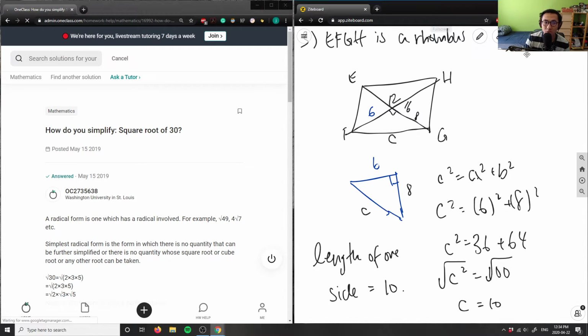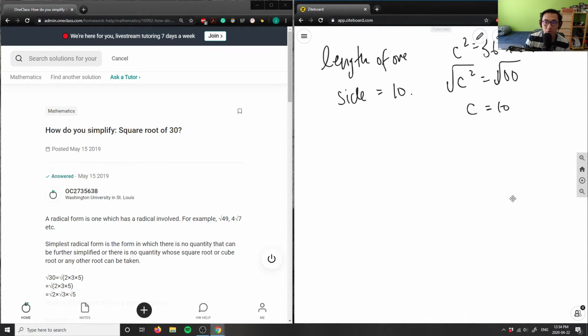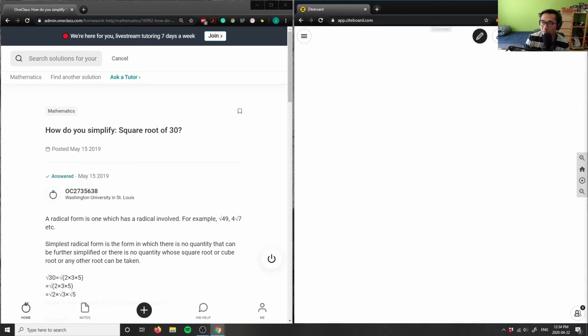So this here was question 3. We have question 4 now. It's asking how do we simplify a square root of 30? So how do we simplify? I'm just going to write here square root of 30. So again, what we're doing here is a square root of 30, right?